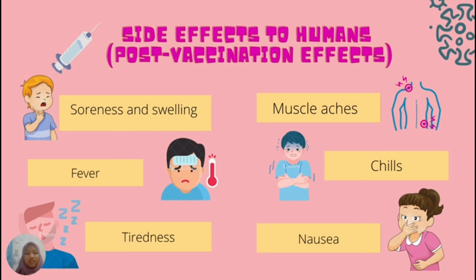Soreness and swelling at the injection site, muscle ache, fever, chills, nausea, and tiredness are all common side effects of the COVID-19 vaccine. These side effects tend to be worse after the second shot. Several severe side effects from the vaccine are more common in younger adults.